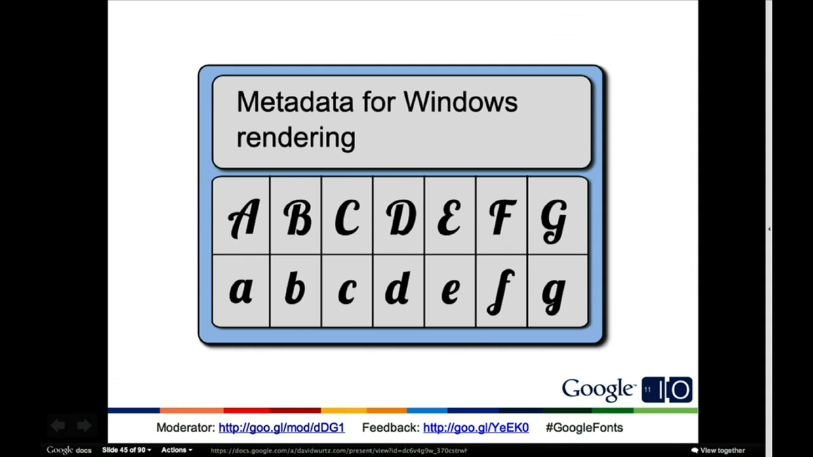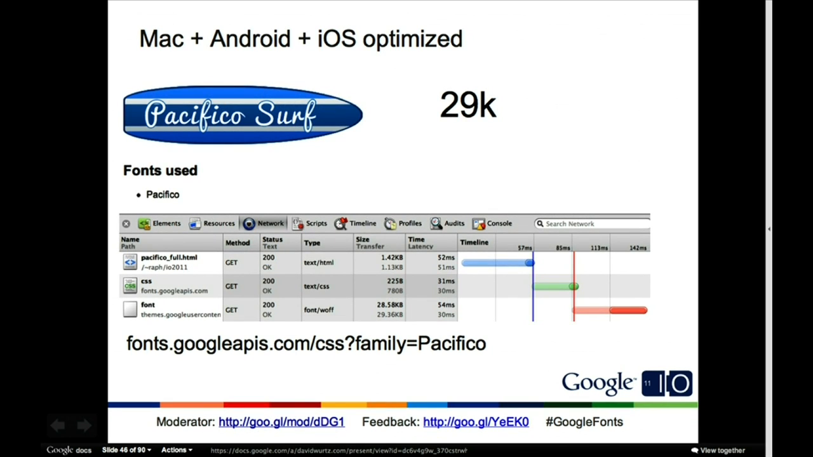So almost all of our fonts today have high quality Windows metadata to improve that hinting. But if you're on a mobile device, that's data you're transferring over the line that you really don't need. So in February of this year, we rolled out an optimization that detects when you're on a Mac, an Android device, or an iOS device, an iPhone or an iPad, in other words, a device that doesn't need that extra metadata. When we detect that, then we serve an optimized version of that font on the fly that, in this case, brings the request down to 29K, which is a pretty good improvement.